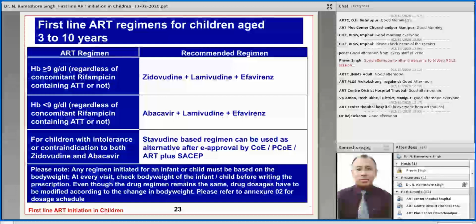The other remaining advice is the same, because at every visit we have to check the body weight of the infant and the child before writing the prescription, and we have to adjust according to the body weight.